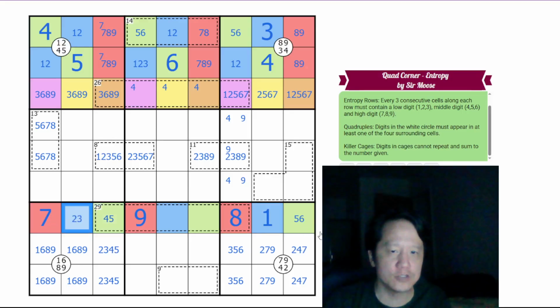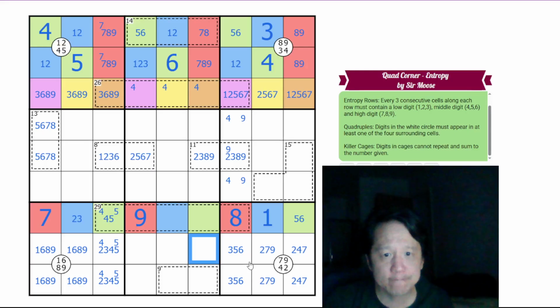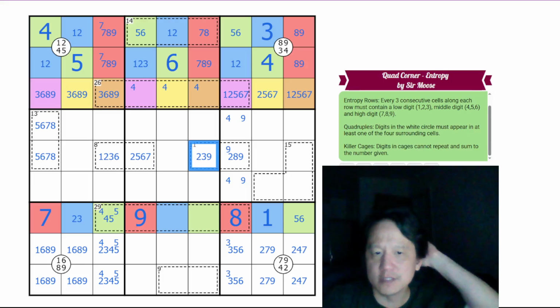So 1, 2, and 6, or 1, 3, and 5 all work. 4 is guaranteed to be here. 5 is guaranteed to be here. So this cannot be 5, which means this cannot be 3. 3 is guaranteed to be one of these 2 digits, so this cannot be 3 here. That means this can't be 8 there.